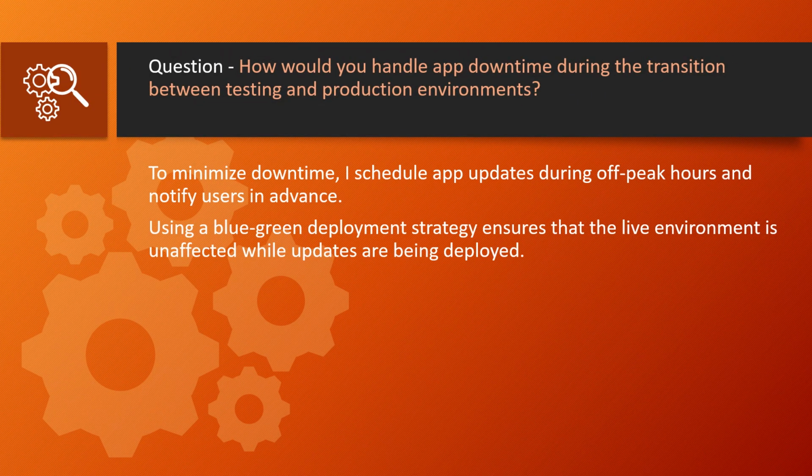How would you handle app downtime during the transition from the testing to the production environment? So to minimize the downtime, we should schedule the app updates during off-peak hours. And also we should notify the users in advance about what features we are going to deploy and what the downtime can be. And using a blue-green deployment strategy basically ensures the live environment is unaffected while updates are being deployed.